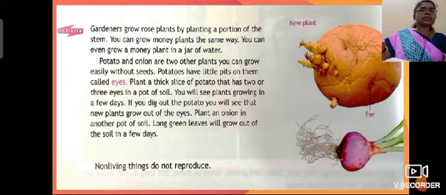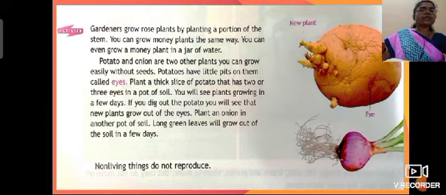Next, we'll see gardeners. See here, a new plant from the potato. It is called an eye, the eye of a plant. And here you can see an onion also, no need for seeds. Gardeners grow rose plants by planting a portion of the stem. You can grow a money plant the same way. You can even grow a money plant in a jar of water. Potato and onion are two other plants you can grow easily without seeds.